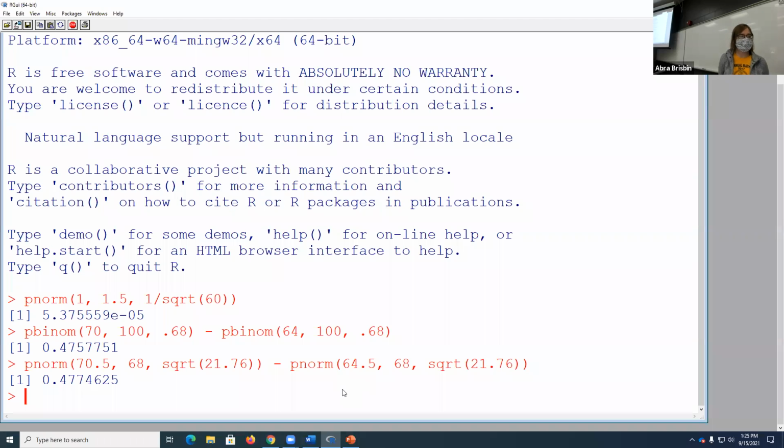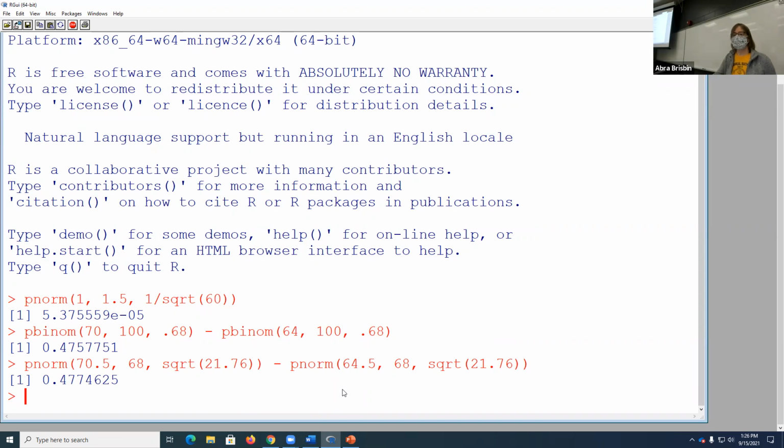So our exact answer for the binomial was 0.476. Here we got 0.477. So pretty close. Questions about this process? Kyle: Why don't we divide it by the square root of n? The square root of 100.